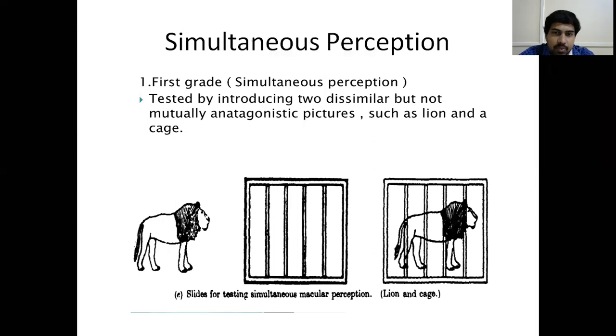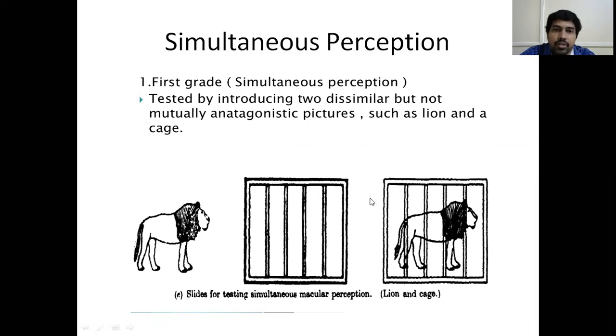Simultaneous perception, I'll explain in this diagram. Suppose your right eye is seeing a lion and your left eye is seeing a cage. When both these impulses are sent to the brain, it imagines that there is a lion in the cage. So simultaneous perception is when two dissimilar objects, like a lion and a cage, are projected to the eyes: the lion is shown to the right eye and the cage to the left eye. Then the brain imagines as if both objects are combined together, that is, the lion is in the cage.